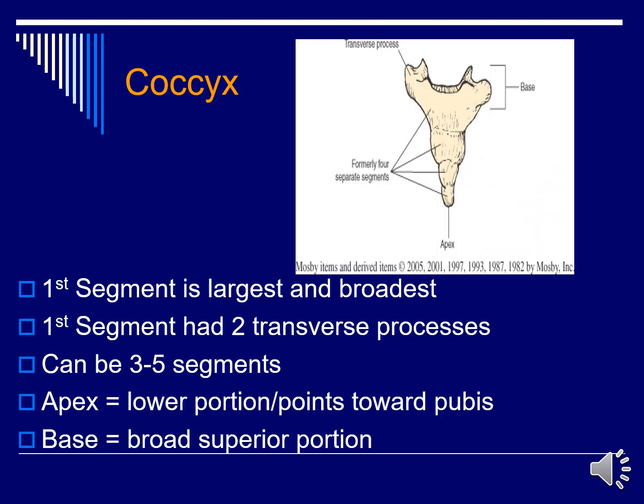Here's the coccyx. The coccyx is about the size of a postage stamp. You'll see that the widest part is going to be at the base. The base also has 2 transverse processes coming off on the lateral aspect. It also has superior articular processes to articulate with the distal end of the sacrum. It can be 3 to 5 segments that are fused together. The apex is going to be the lower portion, and it points in towards the pubis, and the base is the broad superior portion.